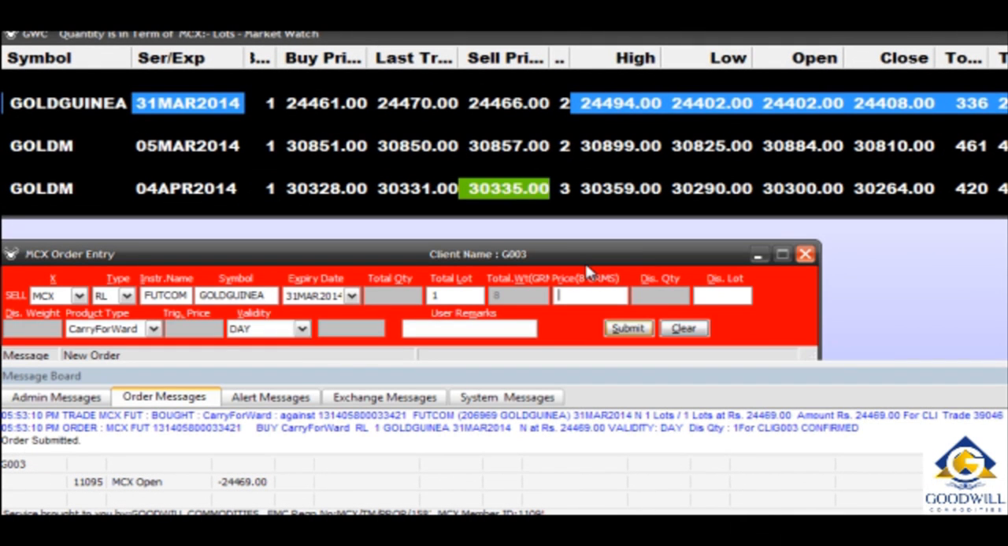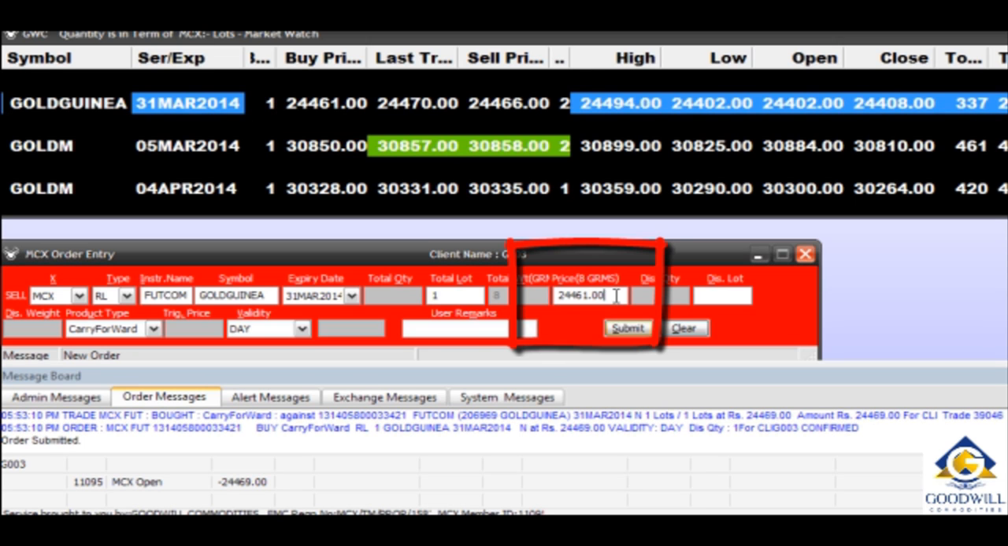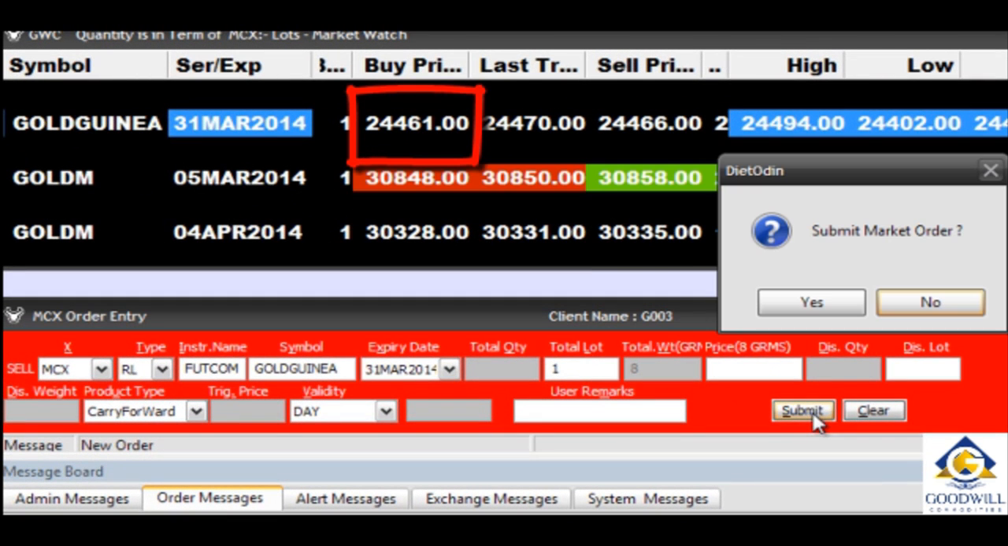Now I am going to place a sell order. Let me repeat what I did. I place the cursor on any commodity and press F2. I remove the price, which means that I am going to place a market order. If I press submit, you can see that once I place this, the order gets executed immediately.